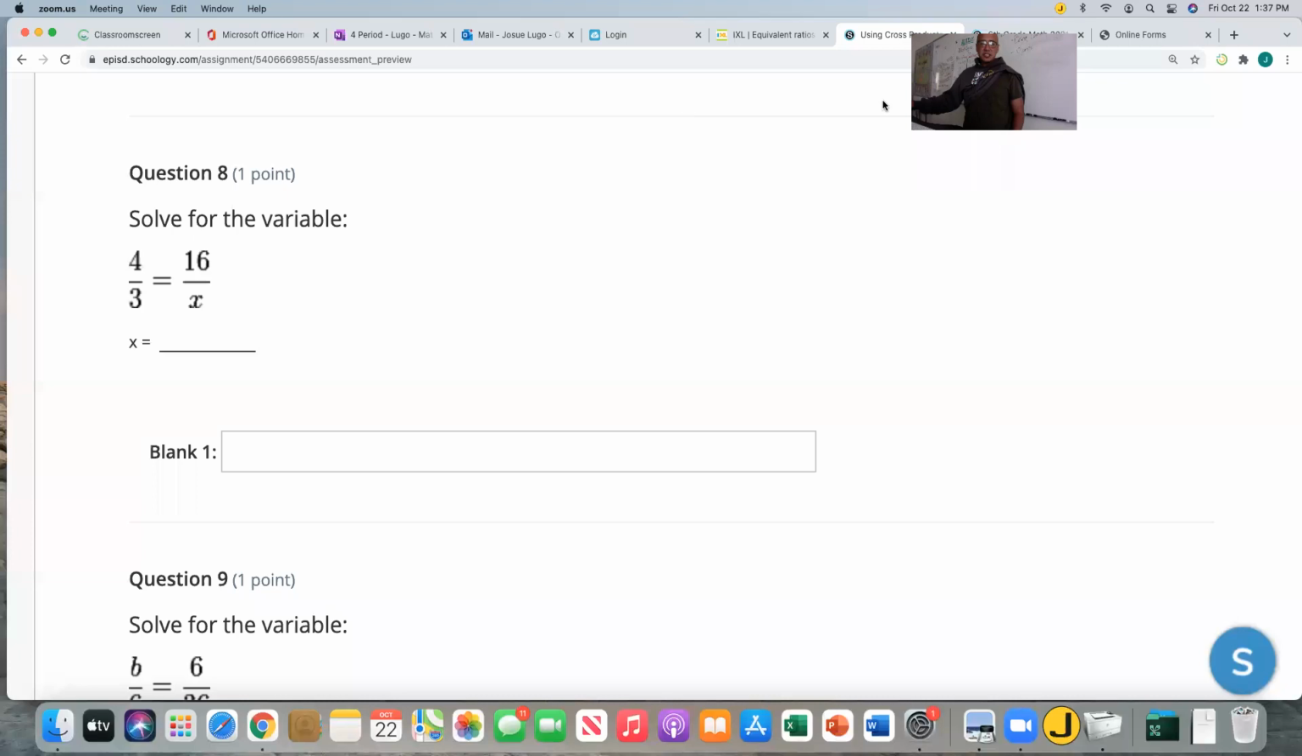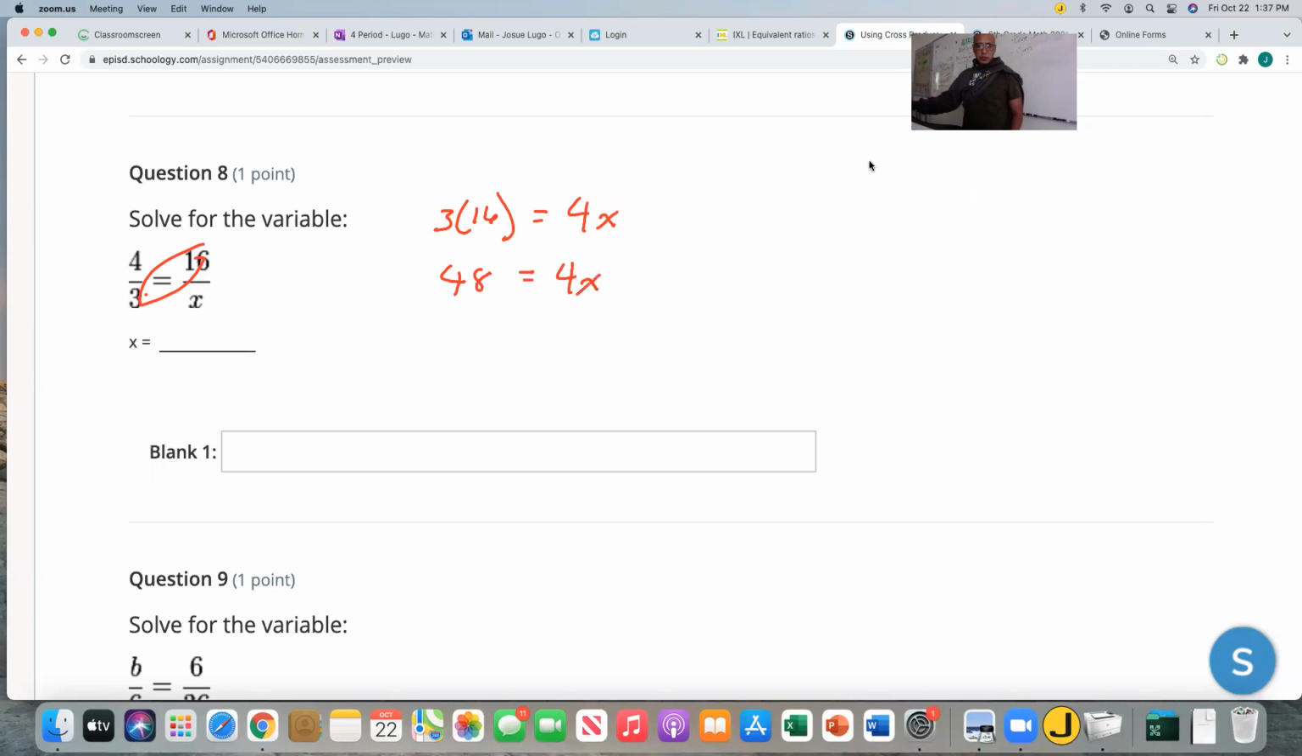Number 8, notice that this is like the problems that we saw in our homework, okay? 4/3 is the same thing as 16 over what? Okay, it's written down. Let's go ahead and write our cross products. 3 times 16 will be on this side, and 4x will be on the other, 4 times x. 3 times 16 is 48, and that is equal to 4x.